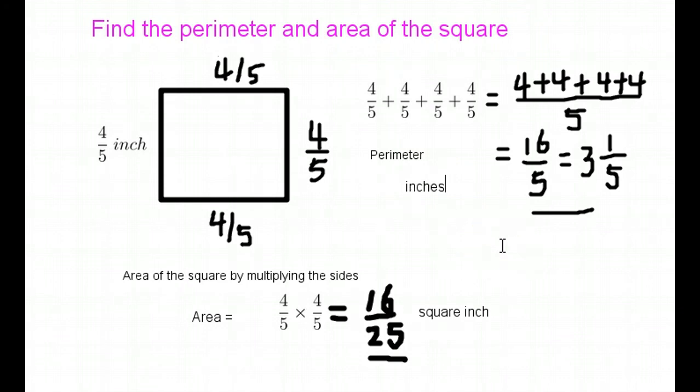So we have a perimeter which is 3 and 1 over 5 inches, whereas our area is 16 over 25 square inches.